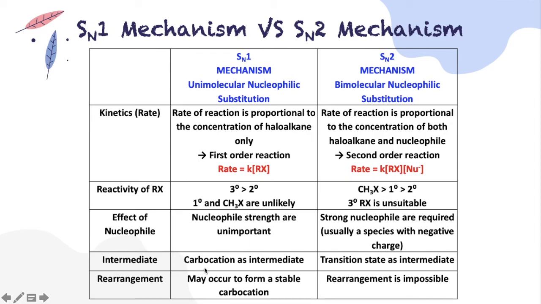The intermediate: carbocation is the intermediate in SN1. In SN2 mechanism, the transition state is the intermediate. Rearrangement may occur because we have the formation of carbocation. We must select the most stable carbocation which has the most alkyl groups. So if rearrangement is available, we must do the rearrangement. But in SN2 mechanism, there is no formation of carbocation, so rearrangement is impossible.